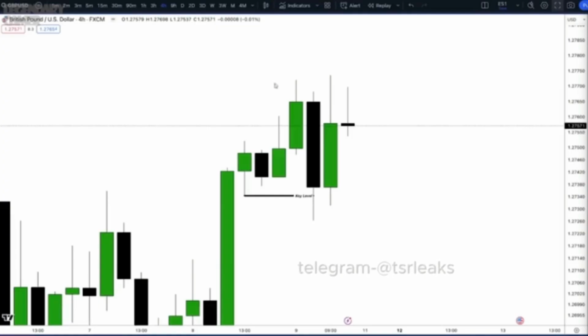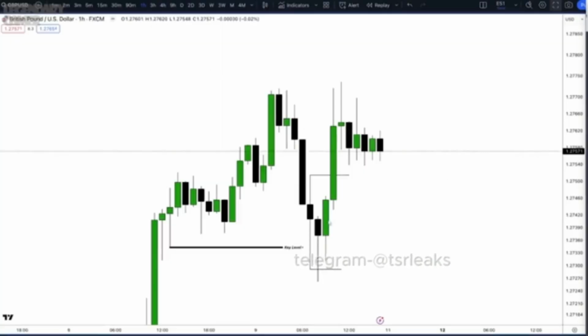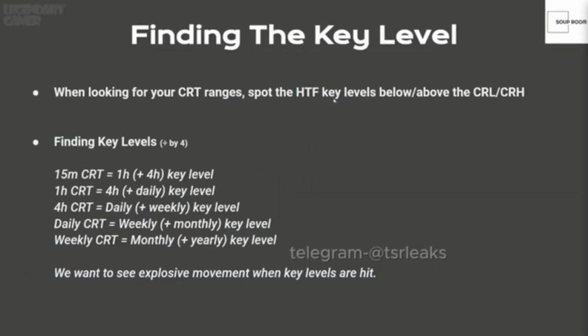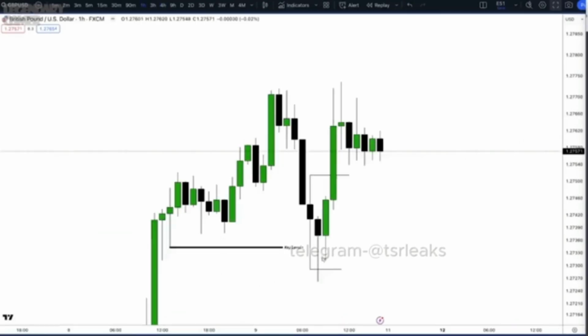So here's a perfect example of what a key level may look like. On a 4 hour time frame, we see a 4 hour PD array. This is a fair value gap, a bullish fair value gap. On the 1 hour time frame, we can see a clear CRT. Now, if you remember from this slide right here, this one right here, high time frame key levels below or above the candle range low or candle range high. In this example right here, the key level is above the candle range low within the CRT. It is still valid and still high probability.